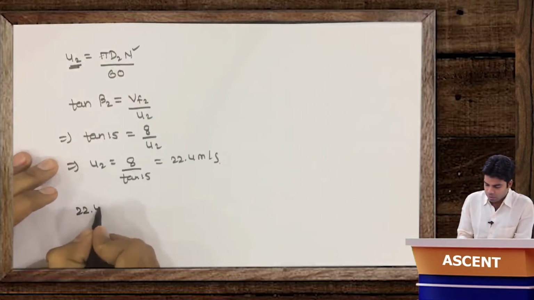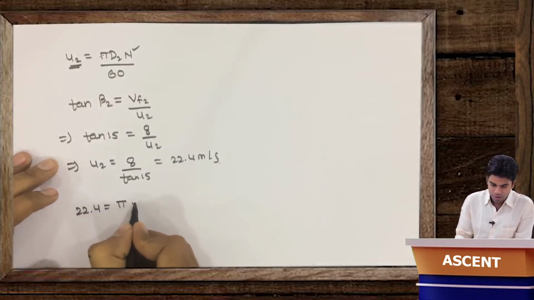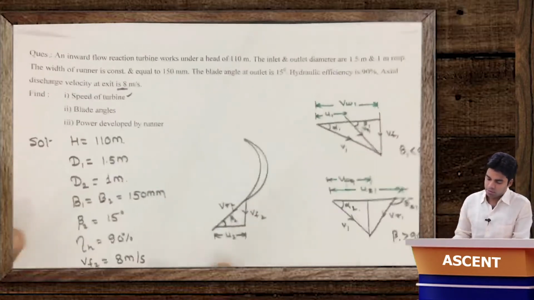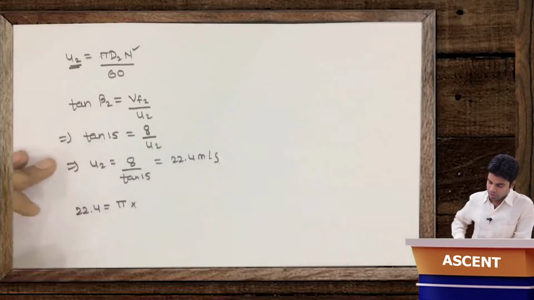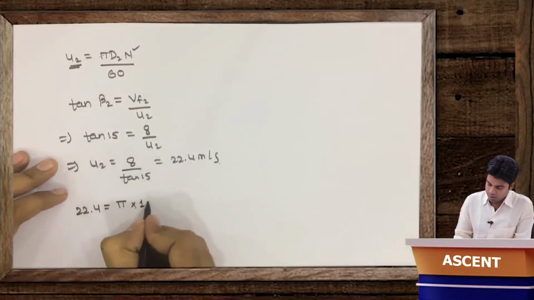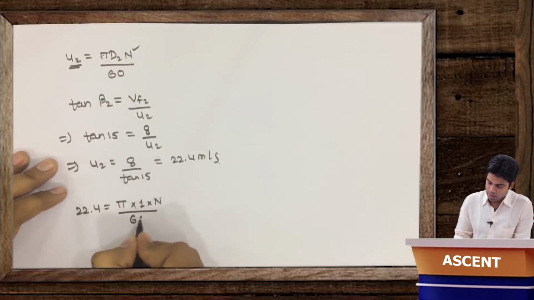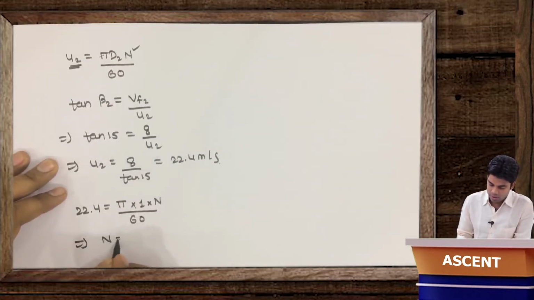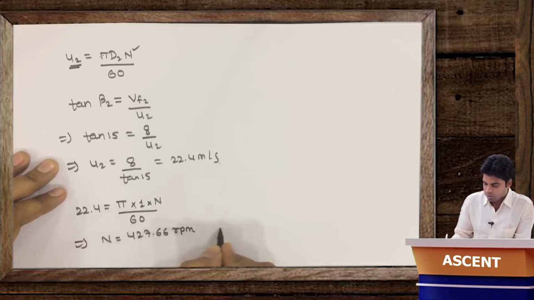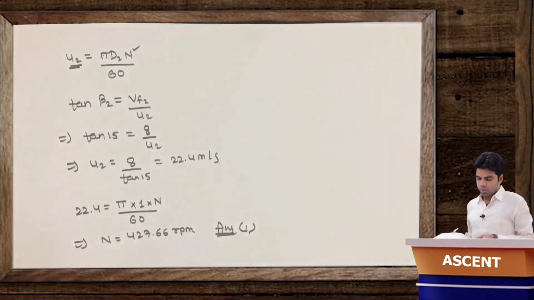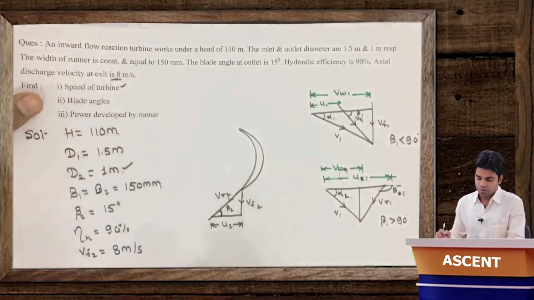So this will be 22.4 is equal to pi into d2. d2 is given as 1 meter, pi d2 into n by 60. So from here this n can be determined, which will be equal to 427.66 rpm. Okay, so this is the first answer. Getting this? Okay, so we have determined the value of the speed of the turbine.